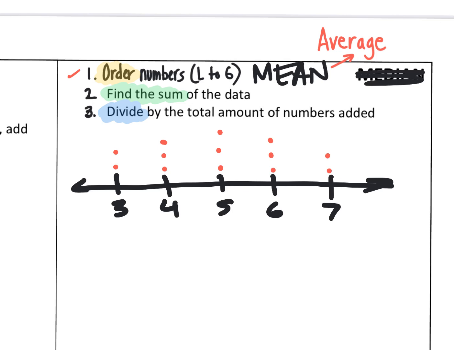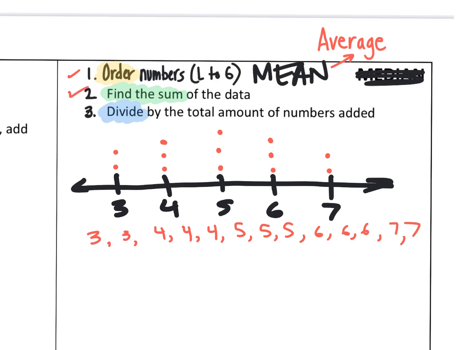So let's do that. I have 2 3s. I have 3 4s. I have 3 5s. I'm counting the dots. I have 3 6s. And I have 2 7s. Wow, that's a lot of numbers. Okay? So we finished step number 1. We're good. Now let's go to step number 2.